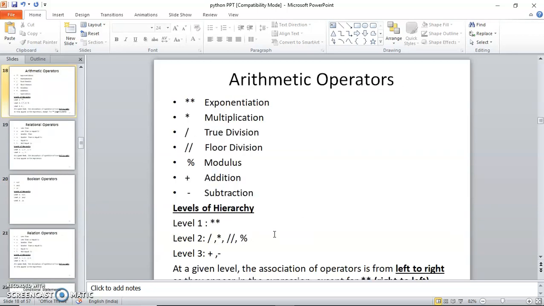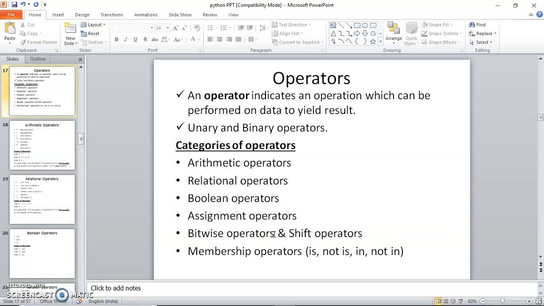So in my next video with you guys, I'll be discussing the next category of operators. That is, I'll be discussing the assignment operators and the bitwise operators with you.